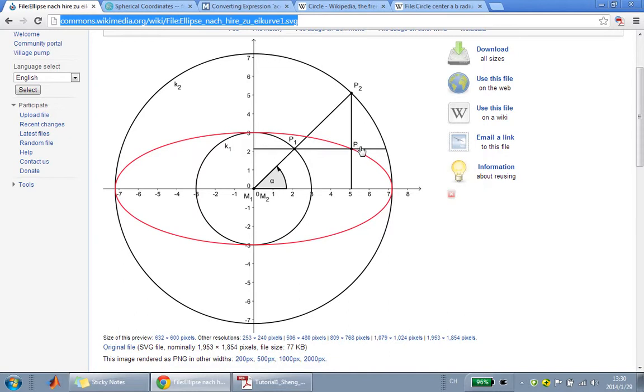Then let's see what's the y coordinate. The y coordinate of P equals the y coordinate of P1. For this small circle, the y coordinate of P1 equals b sine alpha, where b is the radius of it. B sine alpha is the height, the y coordinate, which means for P1, the y coordinate is b sine alpha. Therefore, the y coordinate for P is also b sine alpha. And we can see that the coordinates for P are a cosine alpha, b sine alpha.